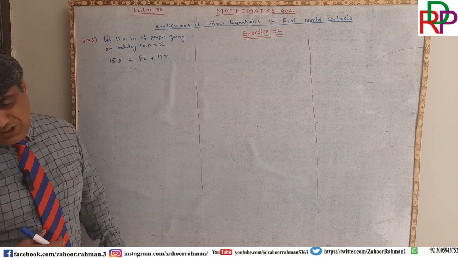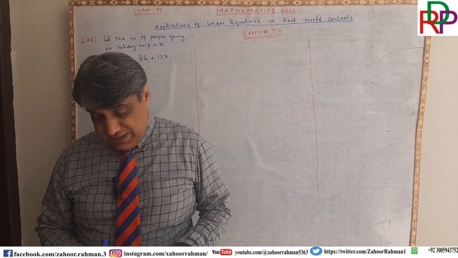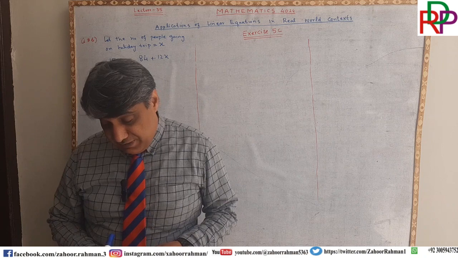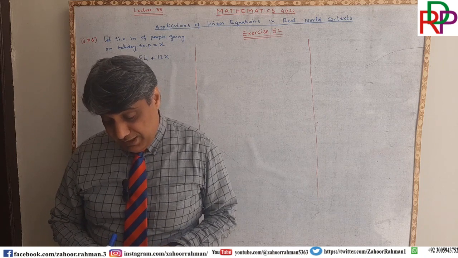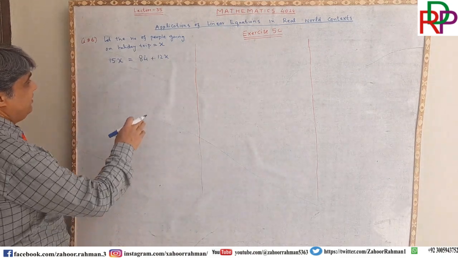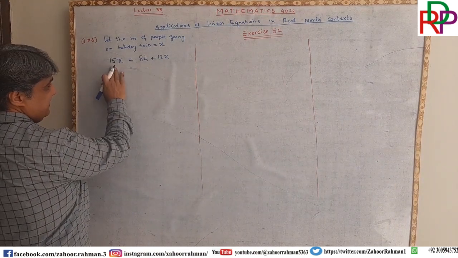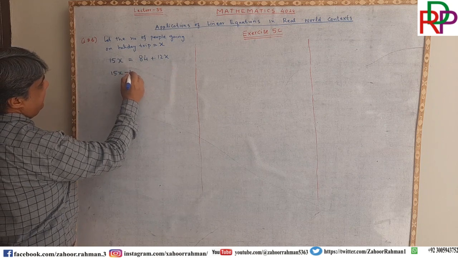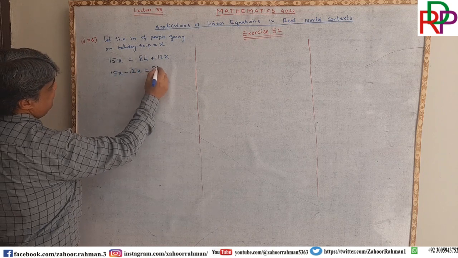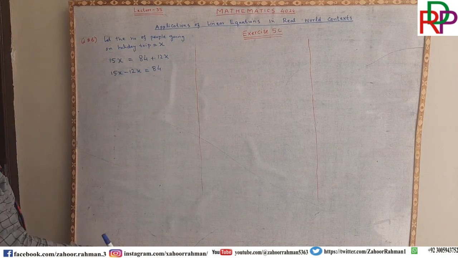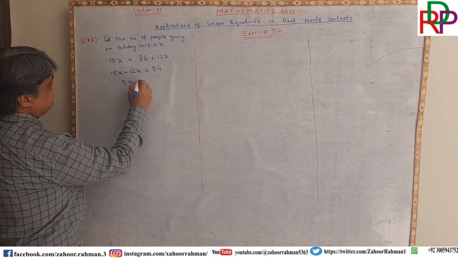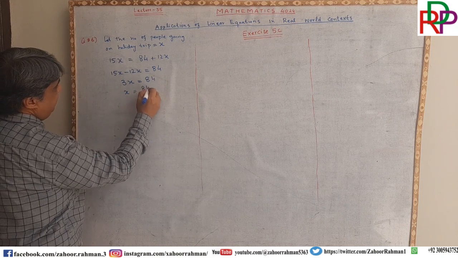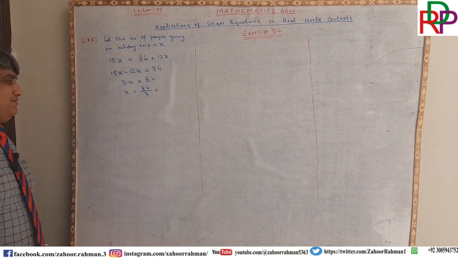So this is the equation, and they are now asking that if the total amount charged by each company is the same, find the number of people going on the holiday. They are the same. 15x, 84 plus 12x is the same. So now we have to find 15x minus 12x is equal to 84. So that will be 3x and 84. So x is equal to 84 divided by 3.